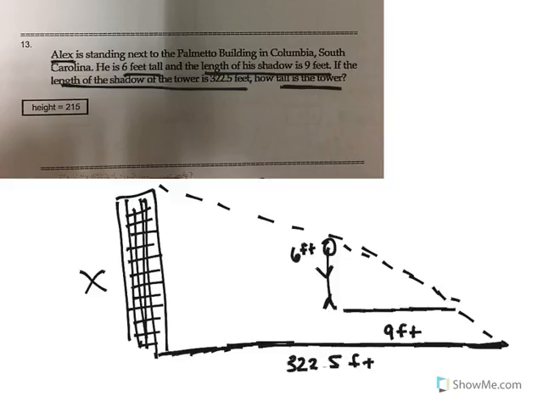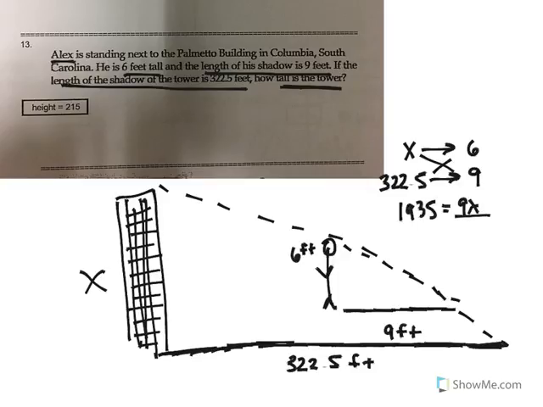So now I can set up my ratio, right? X from the big triangle is to 6 from the little triangle, as 322.5 in the big triangle is to 9 in the small triangle. I cross multiply and I get 1935 equals 9x. Divide both sides by 9. X equals 215 feet. Therefore, the height of the tower is 215 feet.